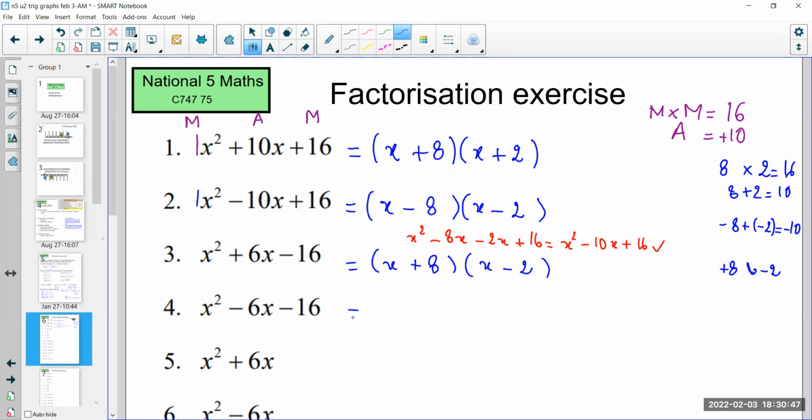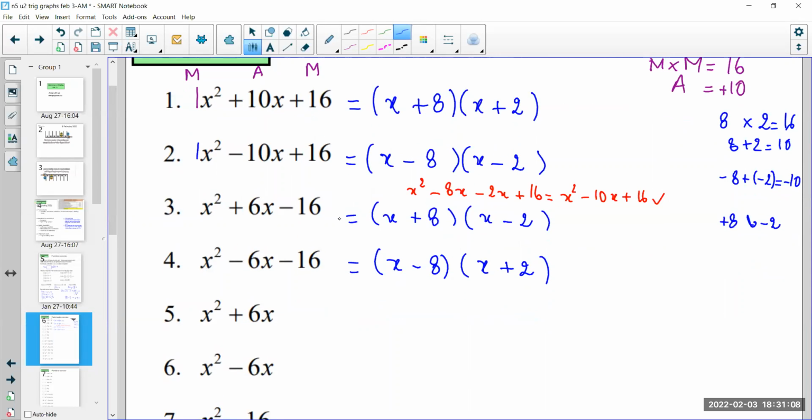For the next one, the bigger of the two this time has got to be the negative one because I've got negative 6. So that's going to be x minus 8. And to get a negative here, I need to times it by a positive, and that's your x plus 2. Has anyone found any difficulties with going through these so far? Should be pretty straightforward, yeah?